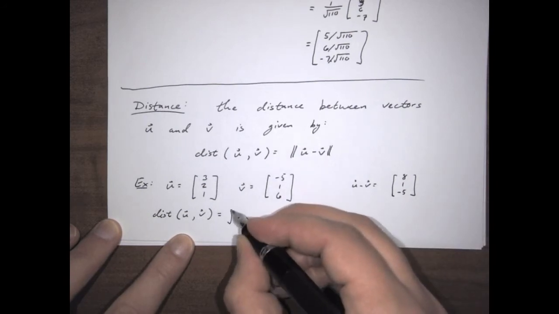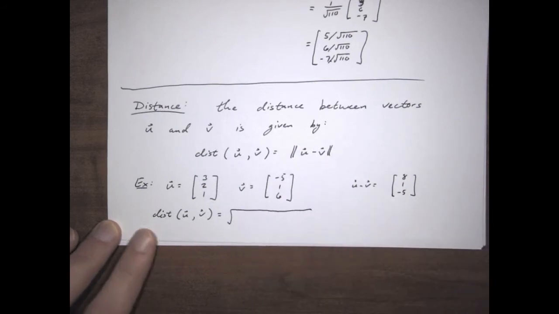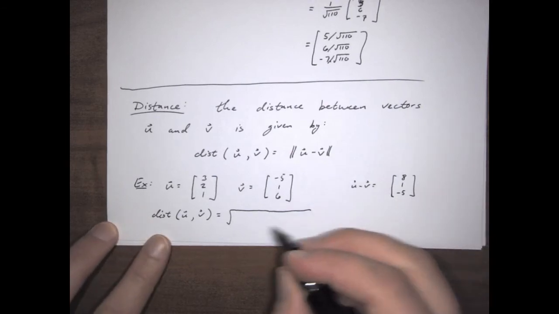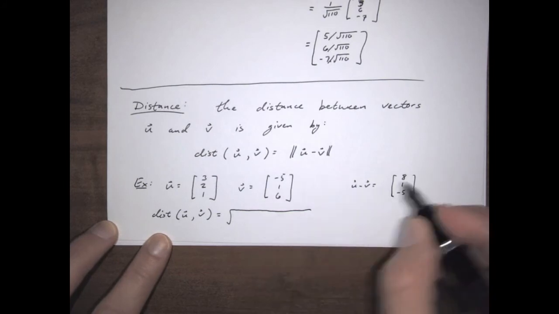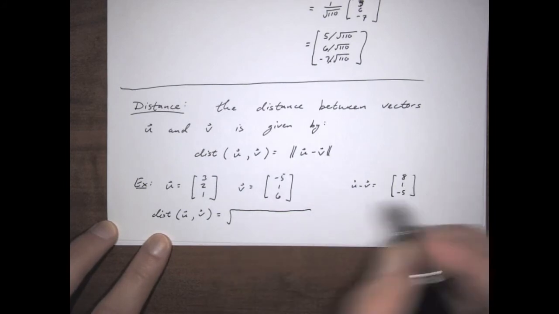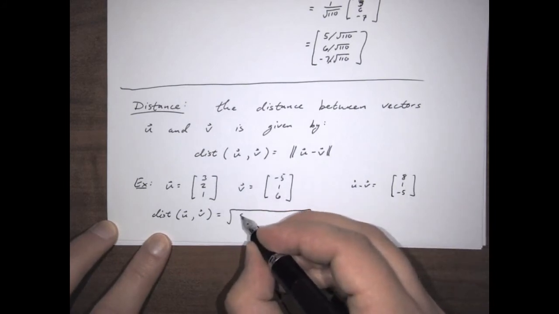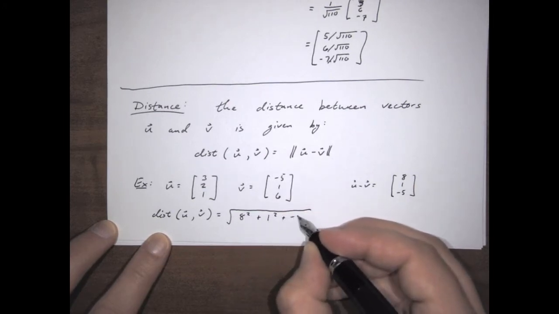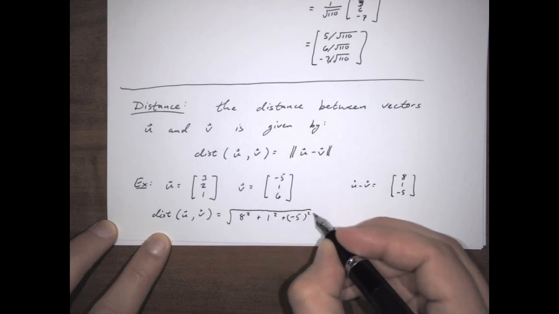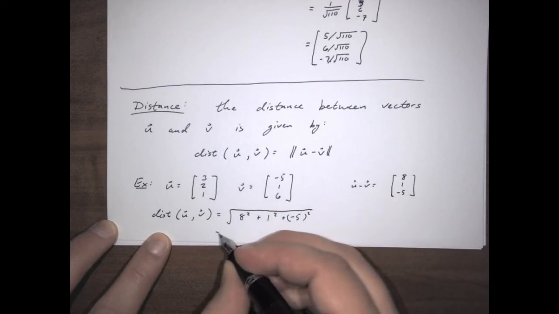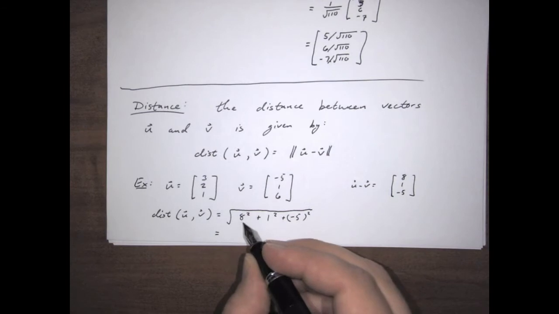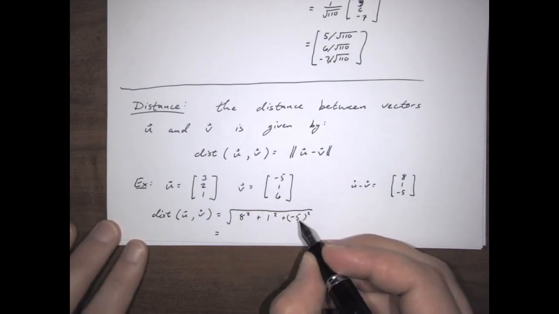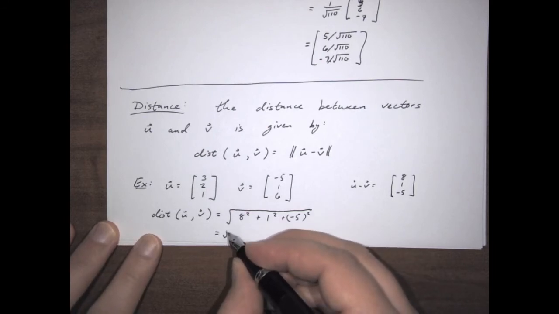And then if we think about how you calculate the length of a vector such as this, it would be just the square root of that squared plus that squared plus that squared. So it's going to be 8 squared plus 1 squared plus -5 squared. And that's going to equal, so it's going to be 64 plus 1 is 65 plus 25 makes 90.